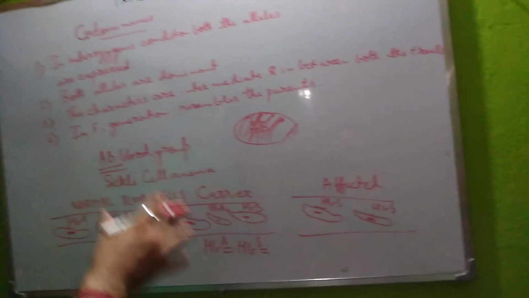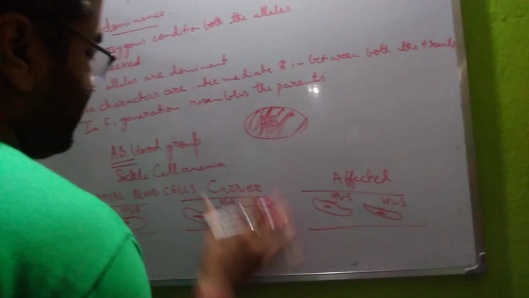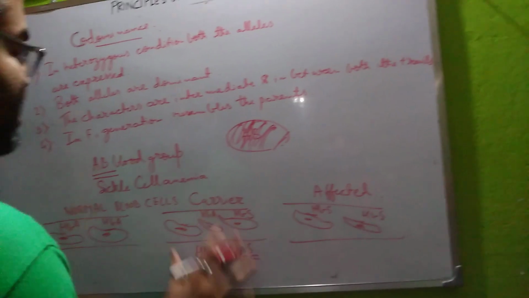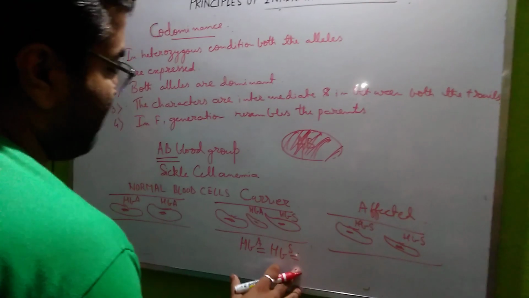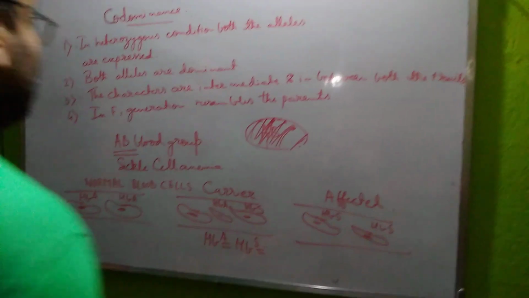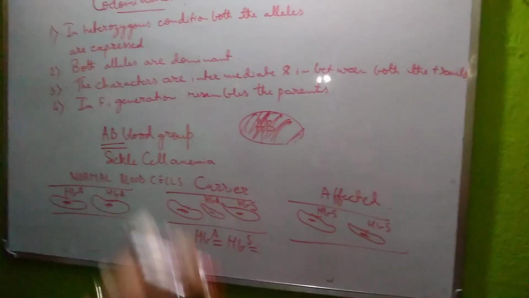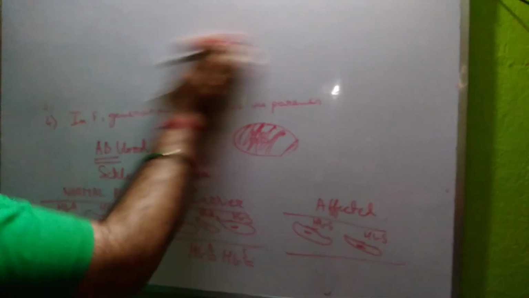Now, as I was talking about codominance, both A and S are equally involved in the carrier persons, that is, both have equal importance. This is what sickle cell anemia is all about. Now, I will be talking about another thing, that is the blood group.